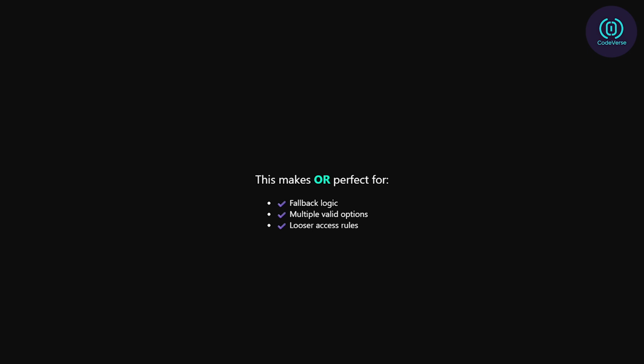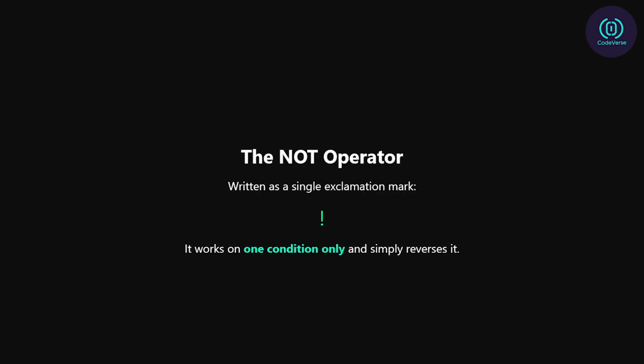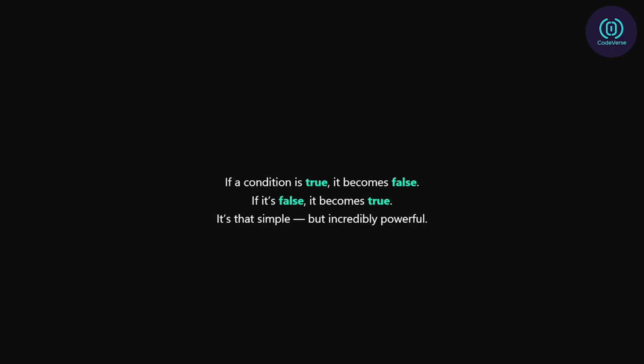the program to proceed. The NOT operator in C++ is written as a single exclamation mark. It's a bit different from the others, because it only works on one condition, and it does something very simple: it reverses it. If the condition is true, it becomes false. If it's false, it becomes true. This might seem basic, but it's incredibly powerful when you want to check for the opposite of something.